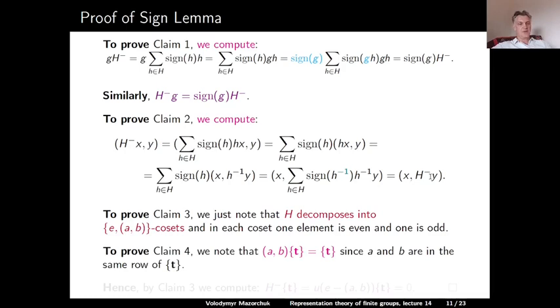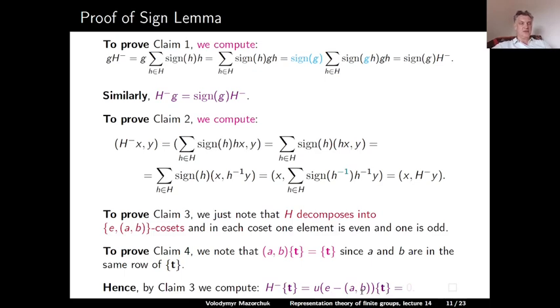And finally, to prove claim 4, we know that under the assumptions that A and B are in the same row of T, the transposition of A and B belongs to the row stabilizer of T, so it doesn't change the tabloid of T. Hence, if we use claim 3, we can rewrite H minus times the tabloid of T in the form some element U times the identity minus the transposition of A and B applied to the tabloid of T, and the image of T under the identity and the transposition of A and B is the same.